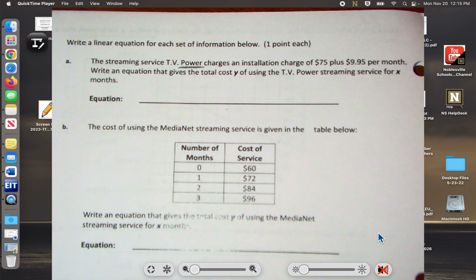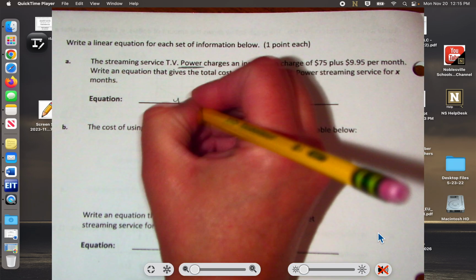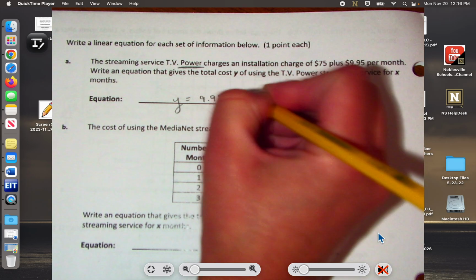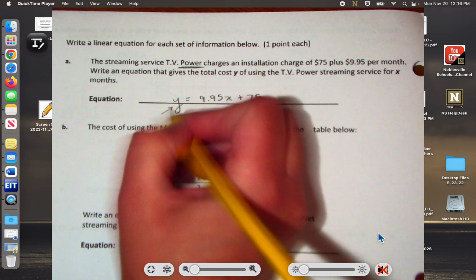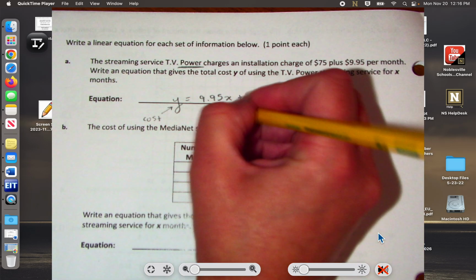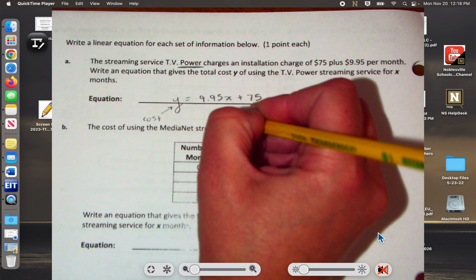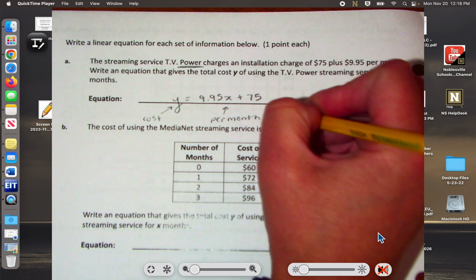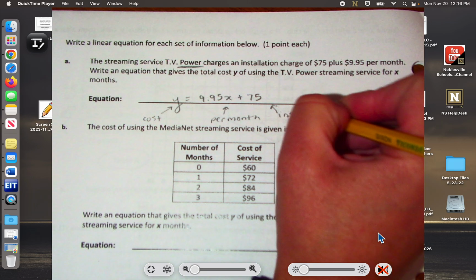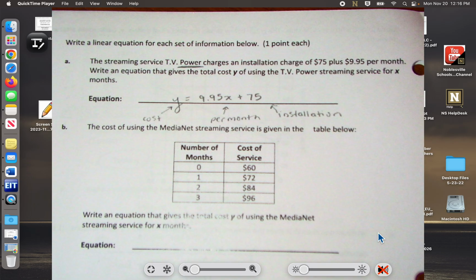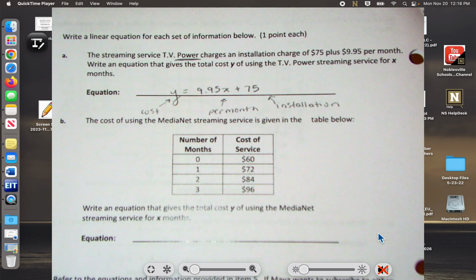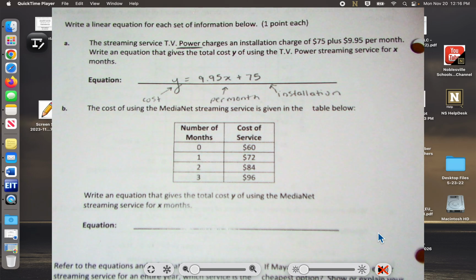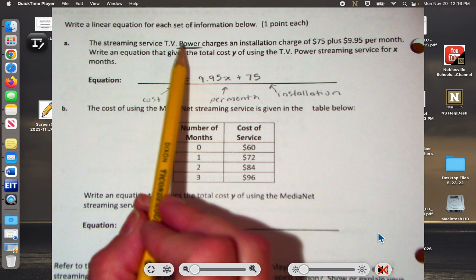Who can tell me what my equation would be for this? Vlad? Y equals 9.95x plus 75. Perfect. Right? This is the cost. This is the per month. And this is the installation. So we found the equation for this power company.